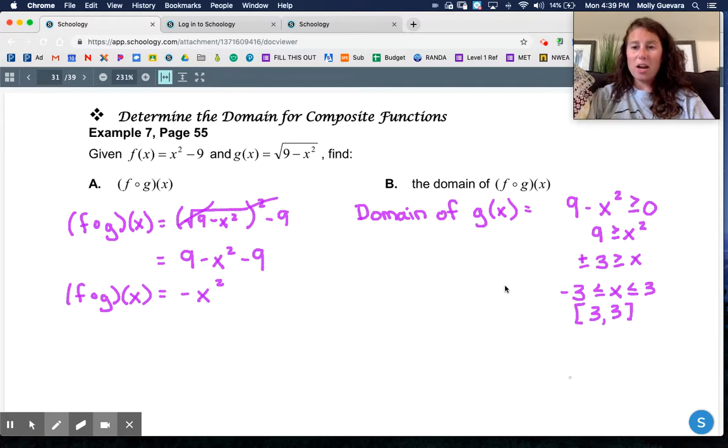Now I have to say, are there any numbers between -3 and 3 that don't work for f? That don't work for plugging it into f. And the answer is no, because I can plug any number I want into f. The domain of f is all real numbers, okay? So then that tells me that the domain of f of g of x is just -3 to 3.